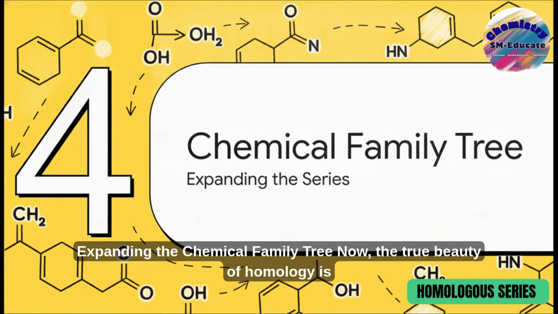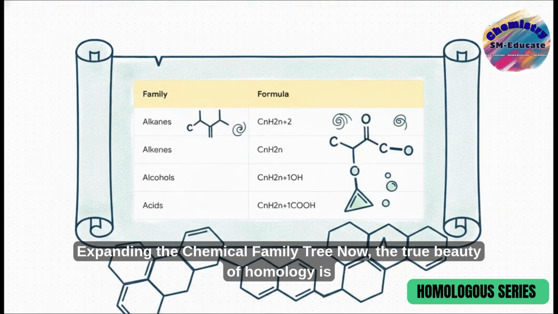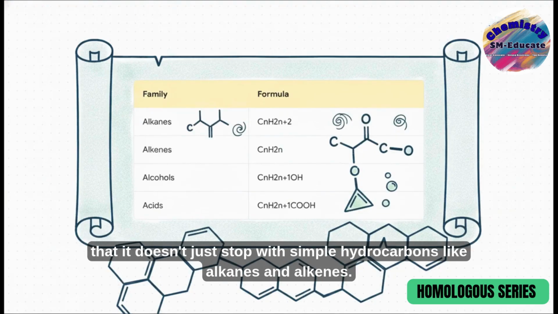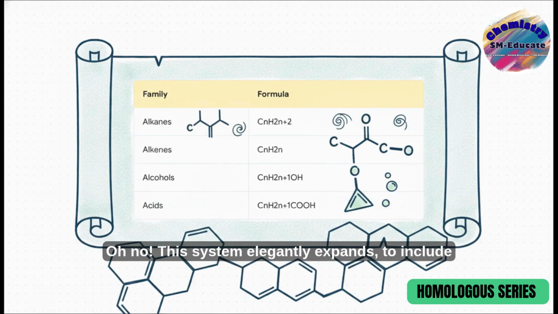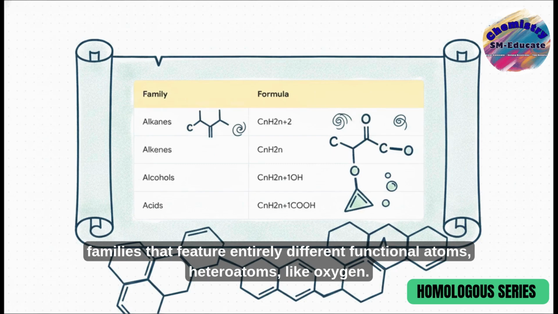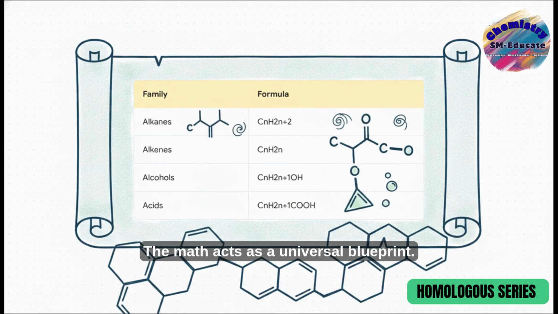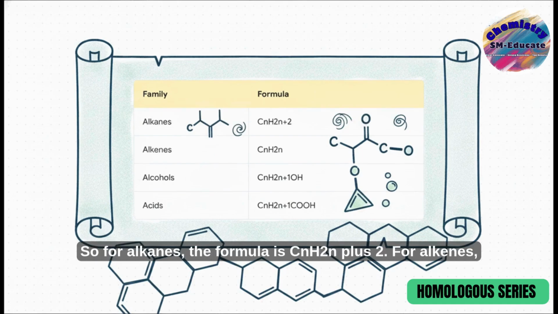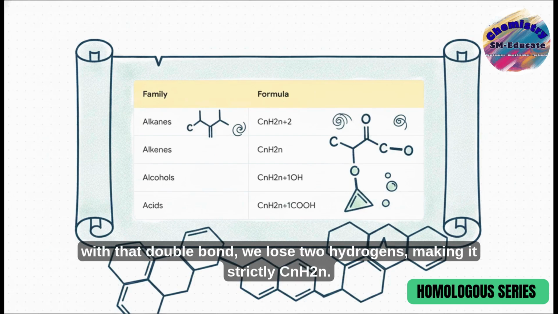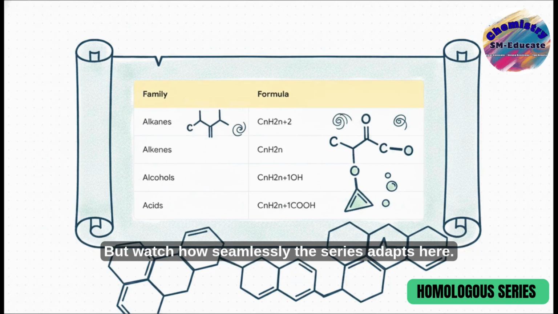Section 4. Expanding the chemical family tree. Now, the true beauty of homology is that it doesn't just stop with simple hydrocarbons like alkanes and alkenes. Oh no, this system elegantly expands to include families that feature entirely different functional atoms, heteroatoms, like oxygen. The math acts as a universal blueprint. So for alkanes, the formula is CnH2n+2. For alkenes, with that double bond, we lose 2 hydrogens, making it strictly CnH2n. But watch how seamlessly the series adapts here. If we look at alcohols, the blueprint shifts to CnH2n+1 with an OH hydroxyl group attached at the end.